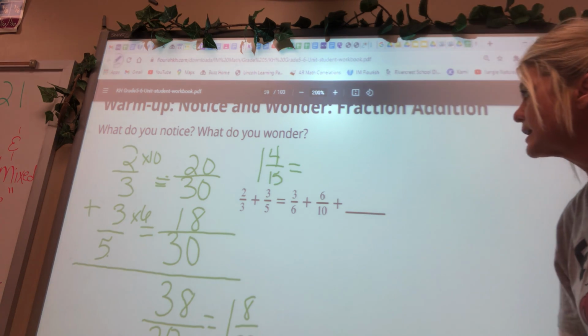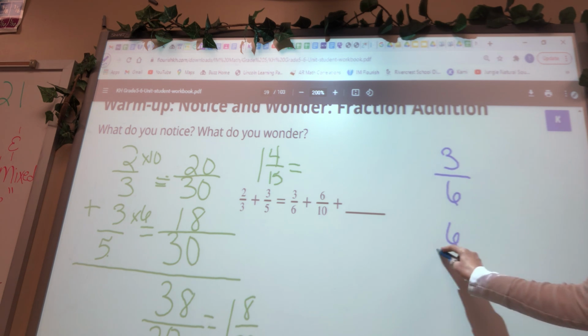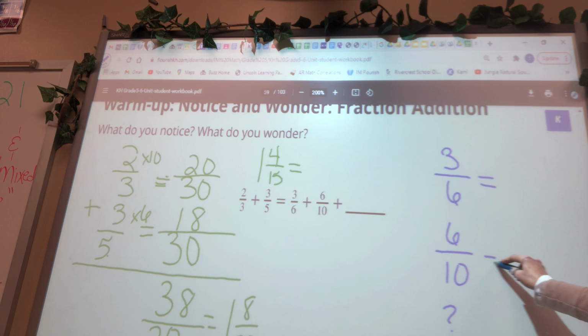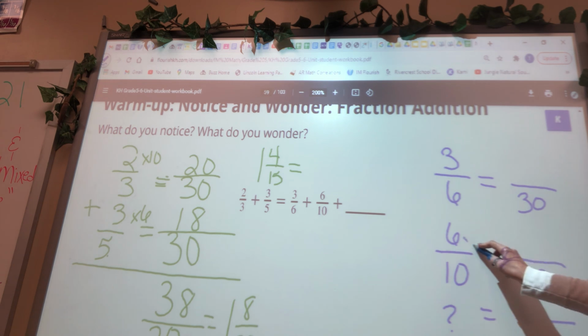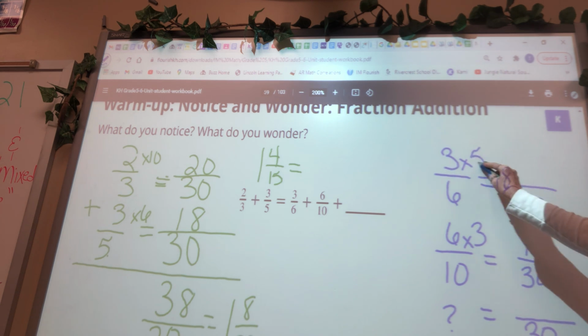Now, let's move to this side. We have 3, 6, 6/10, and we don't know. Okay. But if we know that we're going to have to use what number? 30, because that is a common denominator of everything we had. What would I have to do to 10 to get 30? So I have to do this, and I would get? 18. What would I have to do to 6 to get 30? Times 5. So I would have to do it to this, and I get?